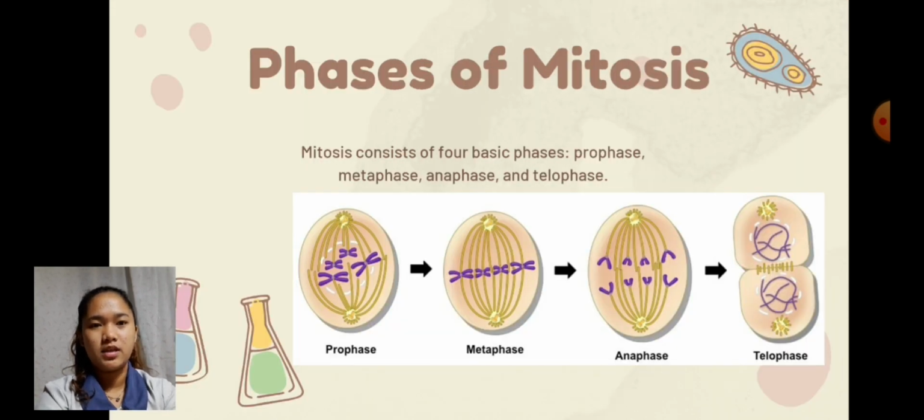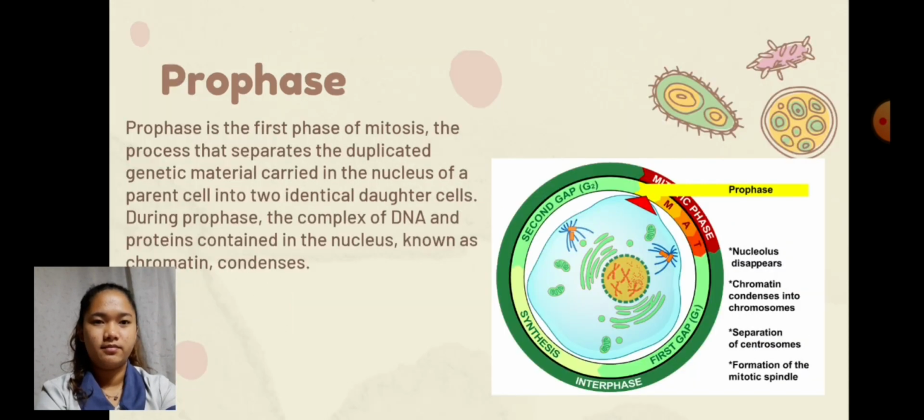Phases of mitosis. Mitosis consists of four basic phases: the prophase, metaphase, anaphase, and telophase. Prophase. Prophase is the first phase of mitosis, the process that separates the duplicated genetic material carried in the nucleus of a parent cell into two identical daughter cells. During prophase, the complex of DNA and proteins contained in the nucleus, known as chromatin, condenses.